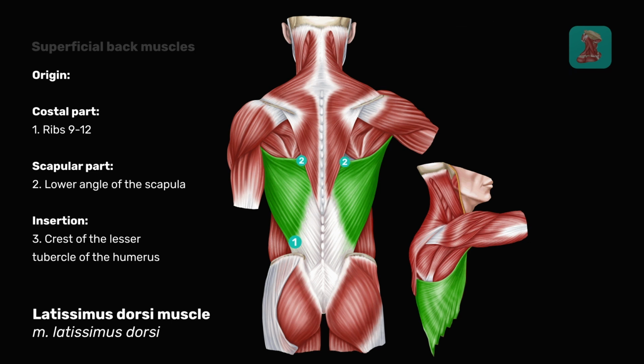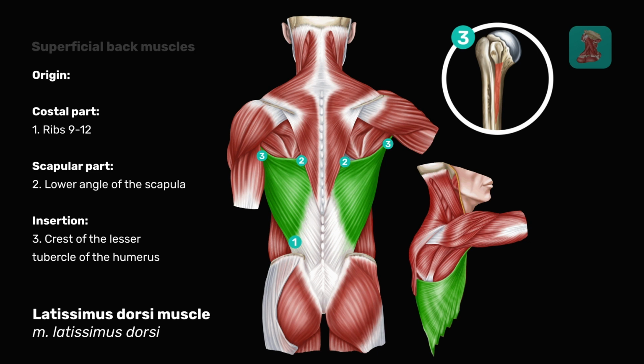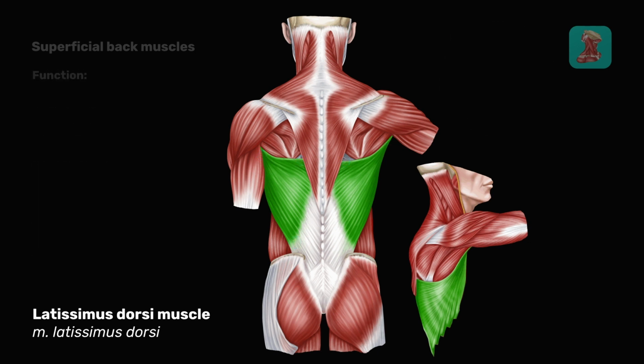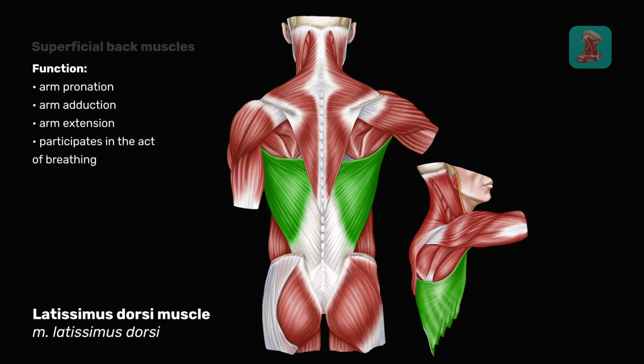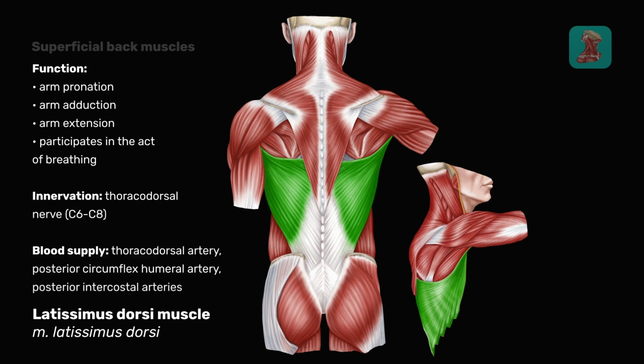It inserts into the crest of the lesser tubercle of the humerus. Function. Arm pronation, arm adduction, and arm extension. Also, it slightly participates in the act of breathing. The following structures innervate the muscle and supply it with blood. The following muscles are located slightly deeper than the previous ones.